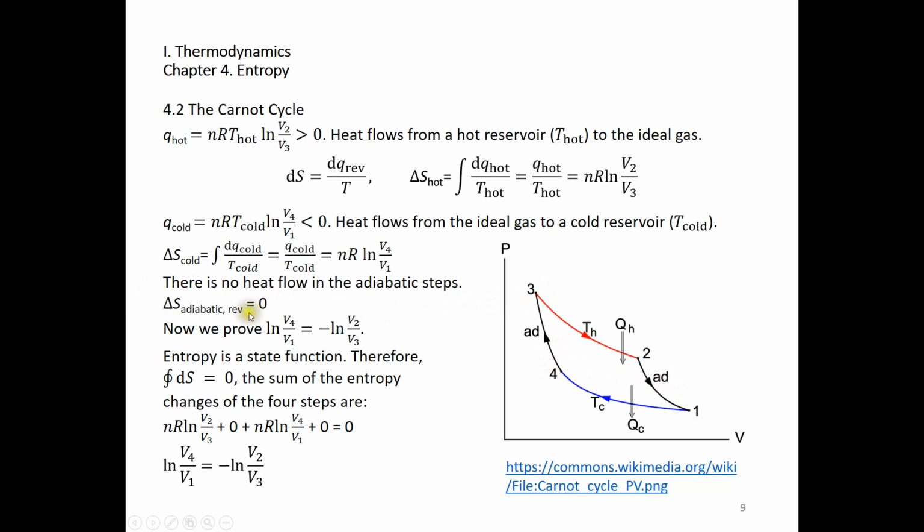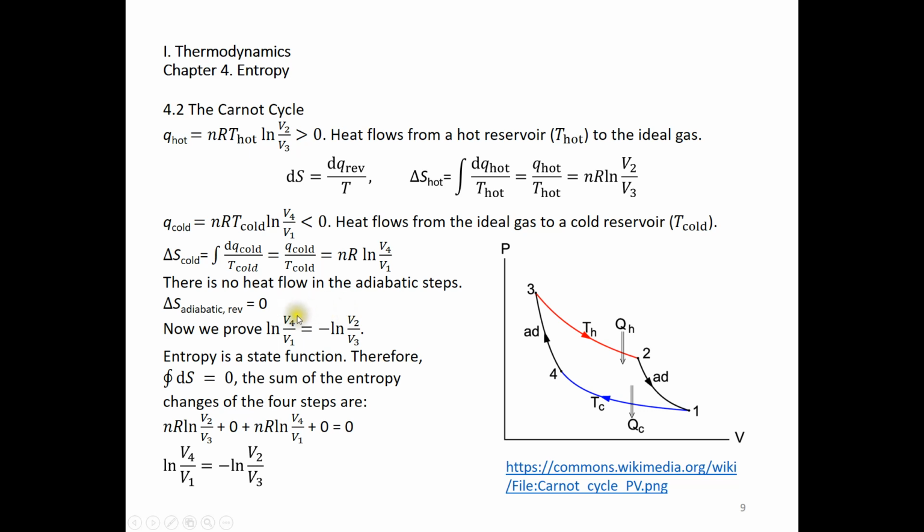So we get this equation. The entropy change of an adiabatic reversible process is 0, only because of the definition of entropy here. If it's a reversible process and dq is 0, ds is equal to 0 over temperature. It's just 0. There's no change in entropy when an ideal gas undergoes this adiabatic and reversible process.